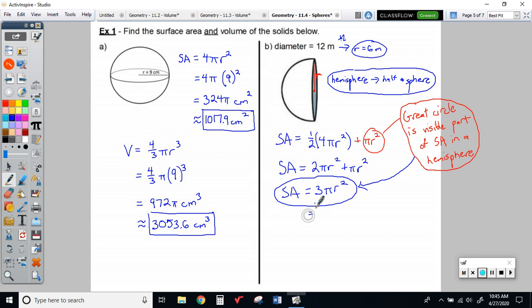So then we would plug in 6 for r, and it looks like we've got 3 times 36 then, which would be 108 pi. So 108 pi meters squared, since it's an area, not a volume, and that's approximately 339.3 meters squared. Sorry, I'm writing centimeters again, meters cubed. Squared. I'm thinking about volume already.